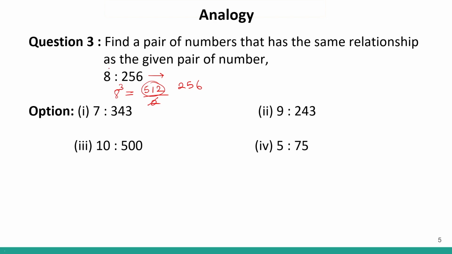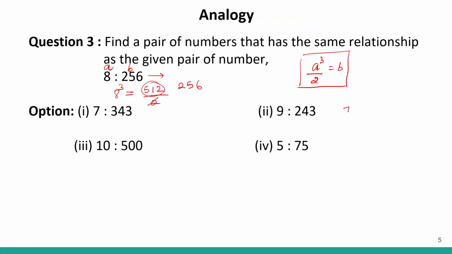Correct? So basically, if this is A, this is B. A cube divided by 2 is giving me B. Correct? A cube divided by 2 is giving me B because 8 cube, 8 was A. 8 cube divided by 2 gave me B, 256. Correct? So now let us check for each of them.